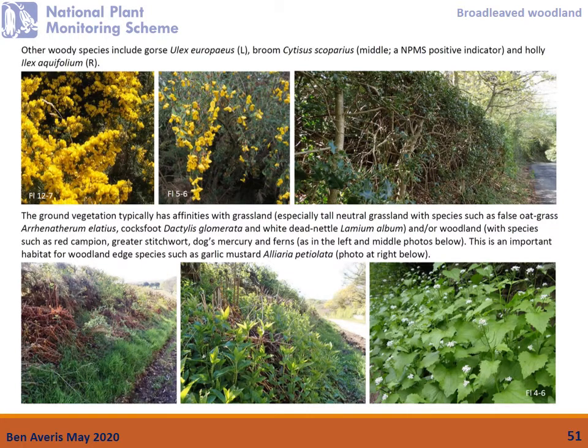Others, quite a few others, broom and gorse, holly, and the other kind of vegetation lower down, smaller plants along hedgerows, tends to have something in common with both grassland and woodland. So here's Dog's Mercury in the centre, in the lower part of the page. On the bottom left, we've got some ferns. Bottom right, there's garlic mustard, Alliaria, which is very much a woodland margin and hedgerow plant. It likes that kind of semi-shade thing with little white flowers in the spring and these jaggy-edged, rather triangular leaves.